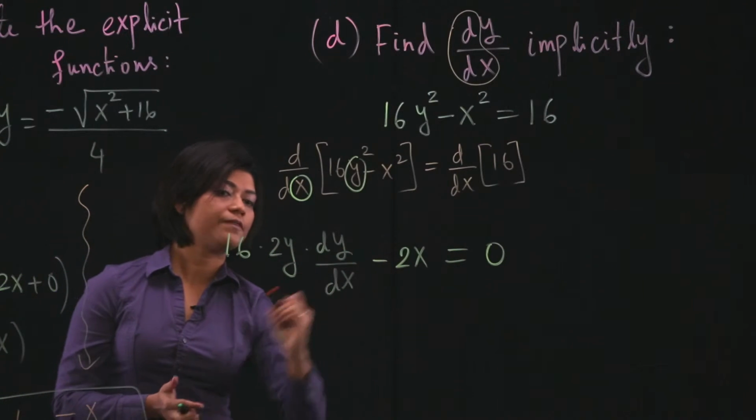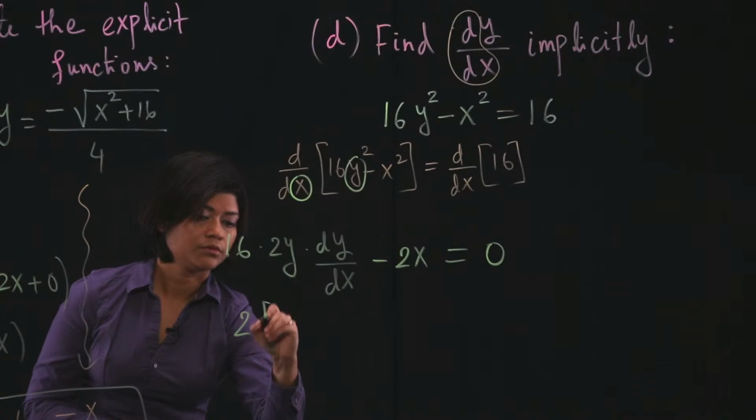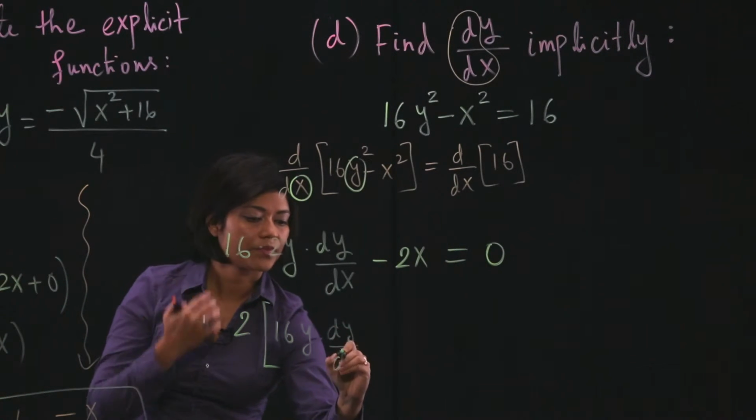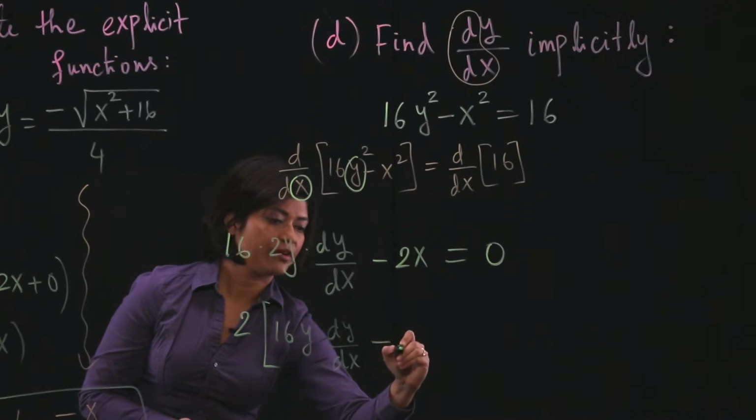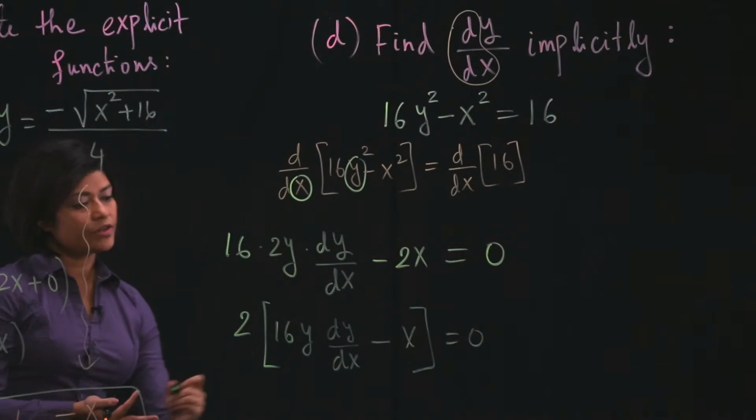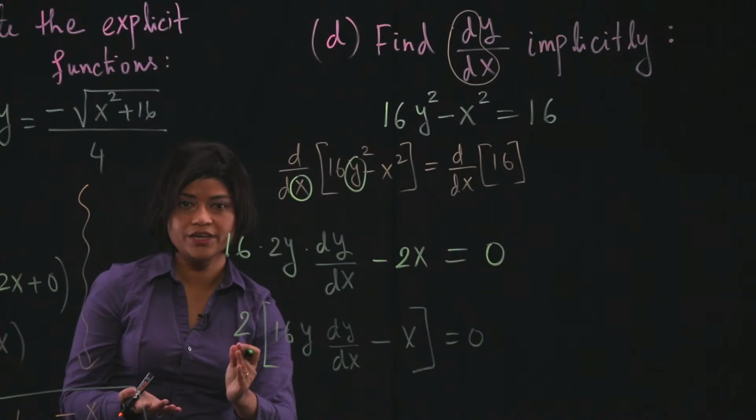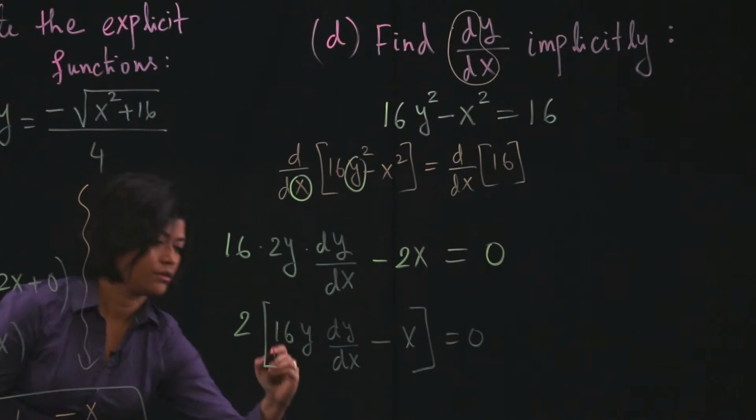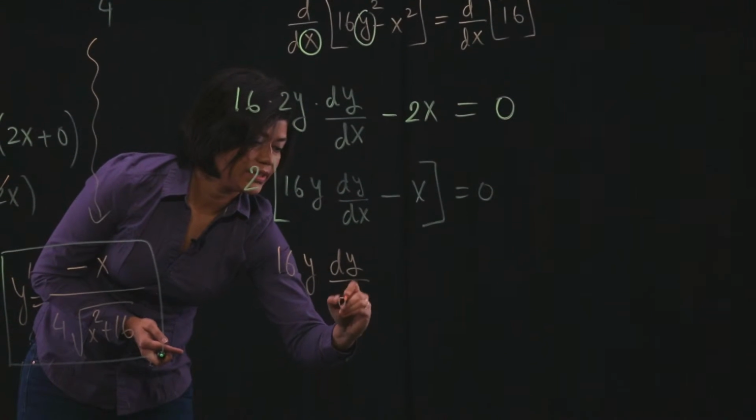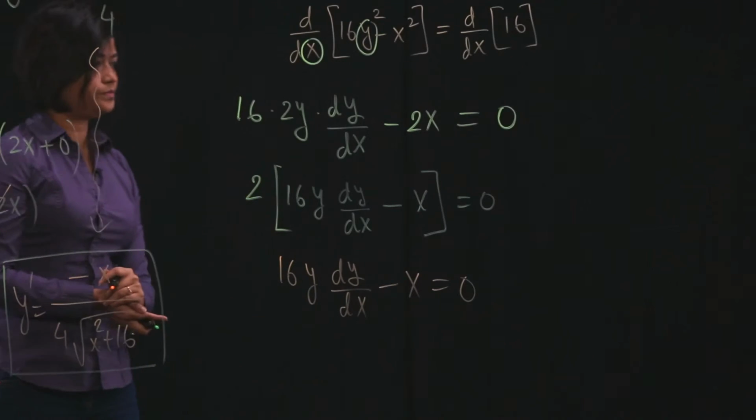Notice that we have a common factor of 2 from both terms. So we can pull it out, and we'll have 16y dy/dx, and from the second term, we have a negative x, and that is equal to 0. So you can divide both sides by 2, and the right-hand side will still be 0, and you get rid of the 2 from the left. So you will get 16y dy/dx minus x is equal to 0.